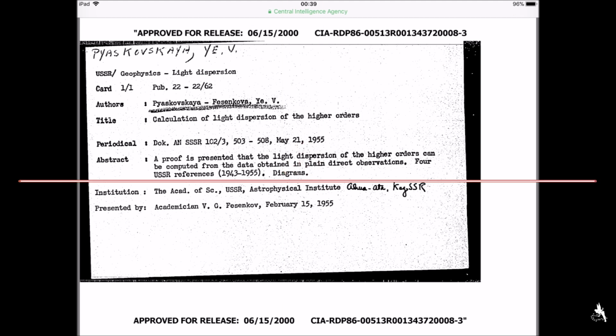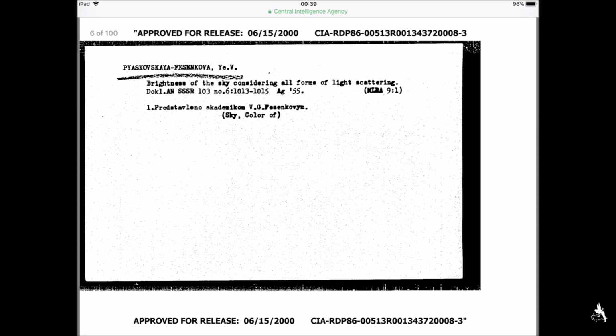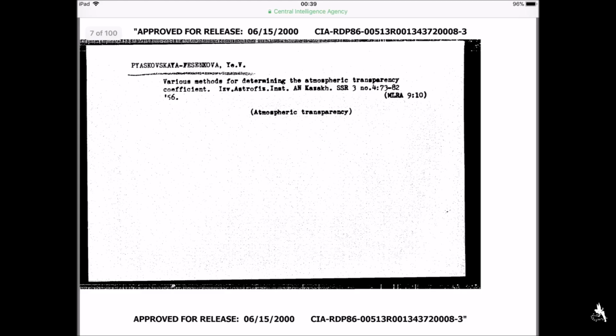A proof is presented that the light dispersion of the higher orders can be computed from the data obtained in plain direct observations. The brightness of the sky considering all forms of light scattering. Various methods for determining the atmospheric transparency coefficient. And all of these documents as well reference the non-rotating flat Earth, or a flat non-rotating Earth. And I'll put links to them as well.